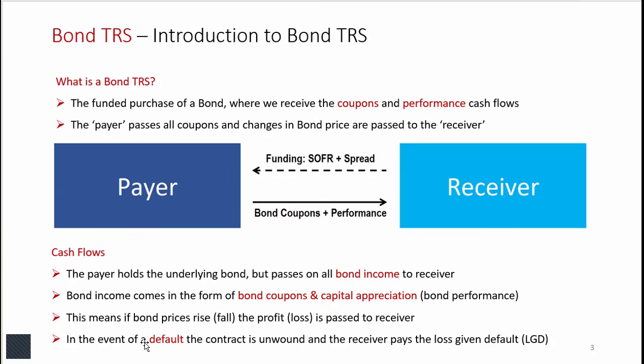Now, one thing to mention is that if the underlying bond defaults, then the receiver also suffers losses. The receiver has to pay the loss given default to the payer as well. So the receiver is fully exposed to all the risks of the underlying bond, but is also fully exposed to all the performance, all the gains and all the coupons as well. And they have to pay funding. In effect, the funding is for borrowing the cash to buy these bonds. And importantly, the payer holds the underlying bonds and doesn't need to pass those to the receiver. So that's the structure of a bond TRS.